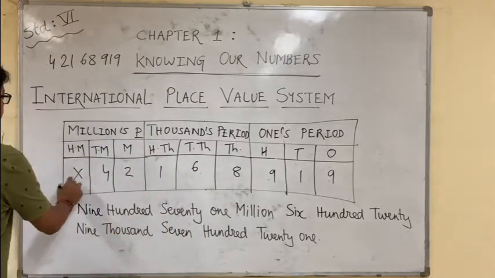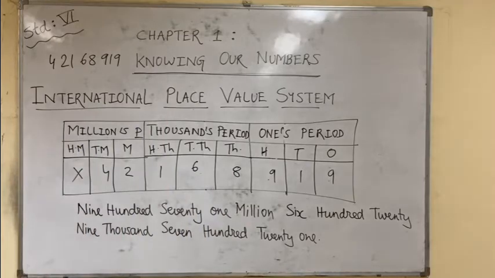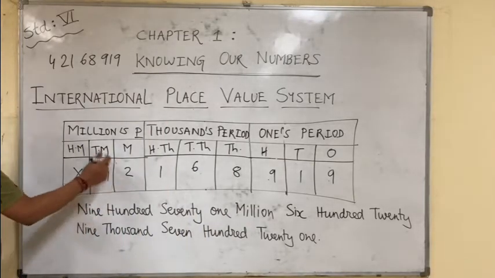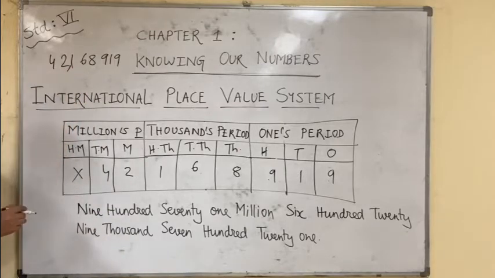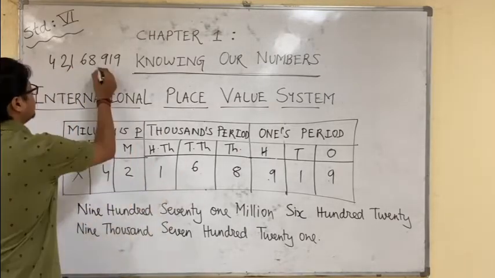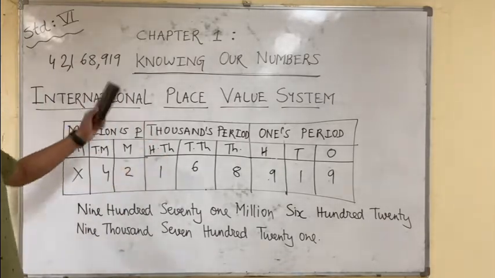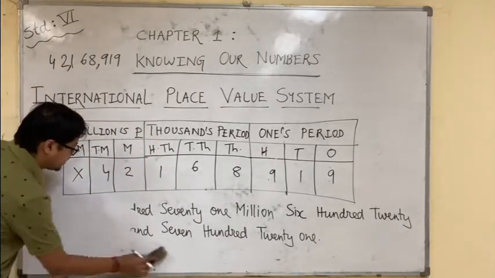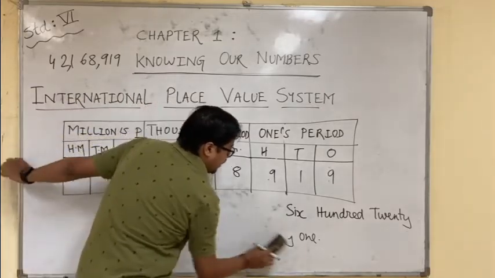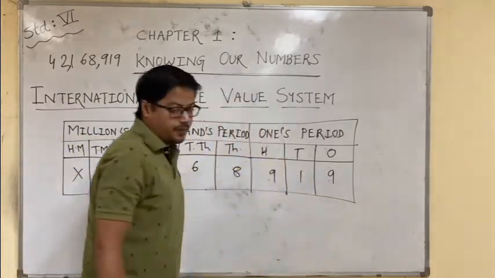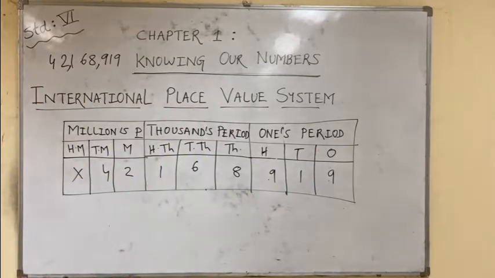This place is not used, so we can put a cross. Okay, let us decide the position of commas. In millions period 2 numbers are there, so after that a comma can be put. In thousands period 3 numbers are there, so after that a comma can be put. And in ones period 3 numbers are there, so 919. Okay, students, fine. Now let us proceed with the number name.